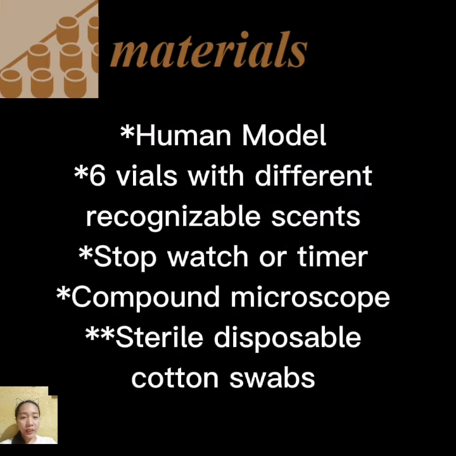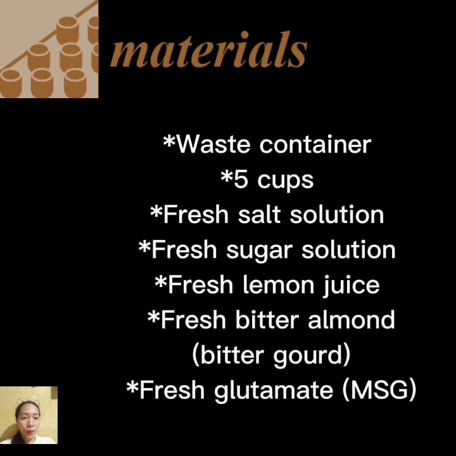So if we were in an actual laboratory, the materials that we would use are a human head model, 6 vials with different recognizable scents, a stopwatch or timer, a compound microscope, sterile disposable cotton swabs, a waste container, 5 cups, fresh salt solution, fresh sugar solution, fresh lemon juice, fresh bitter almond or bitter gourd, and fresh glutamate or the MSG.